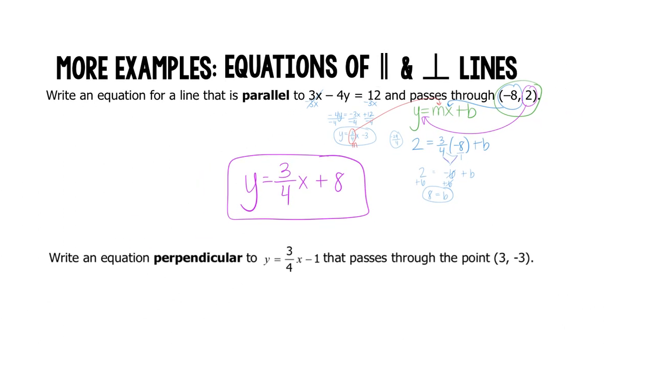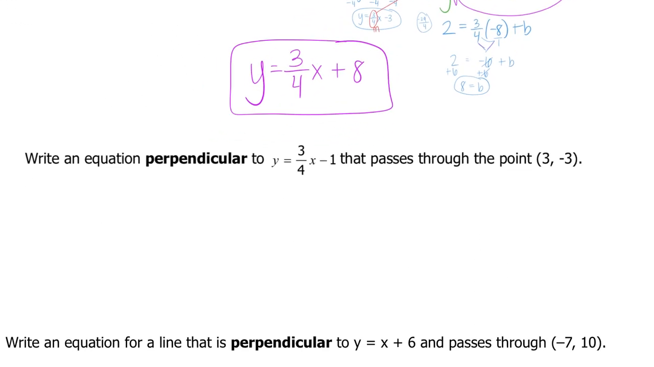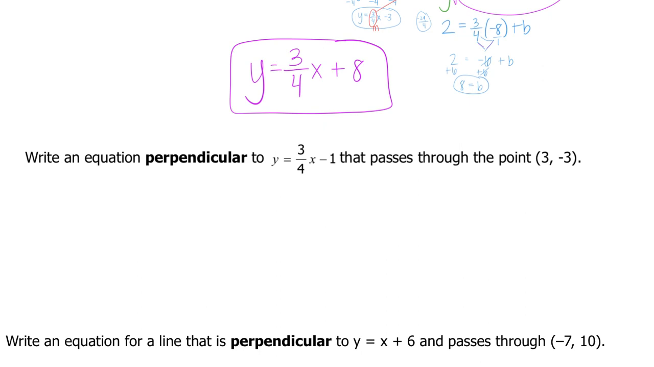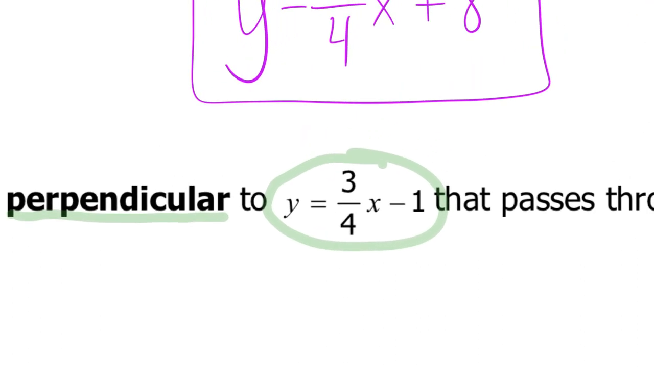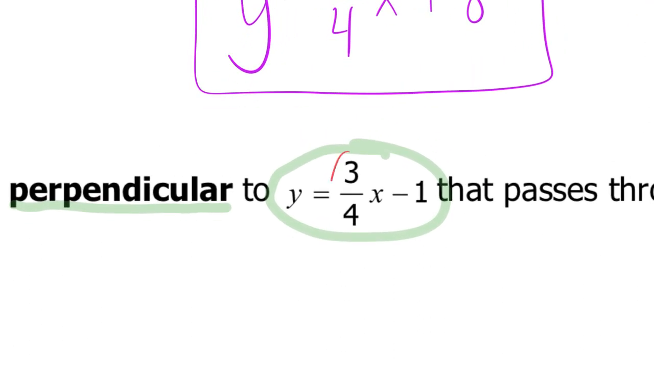Okay, so now we need to do one that's perpendicular. So this is a little bit different. So here we go. Next example says, write an equation that is perpendicular to this one, and it has to pass through this point. Okay, so with perpendicular, the only difference here is that we are actually not going to be using 3/4 as our slope. We want something that would be perpendicular to that.